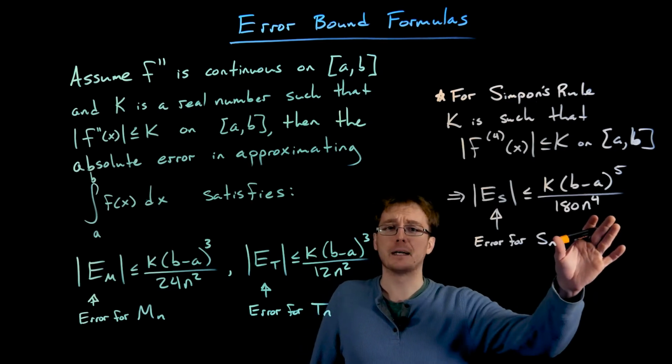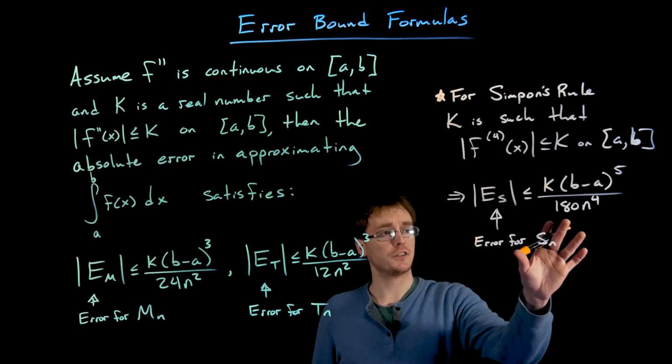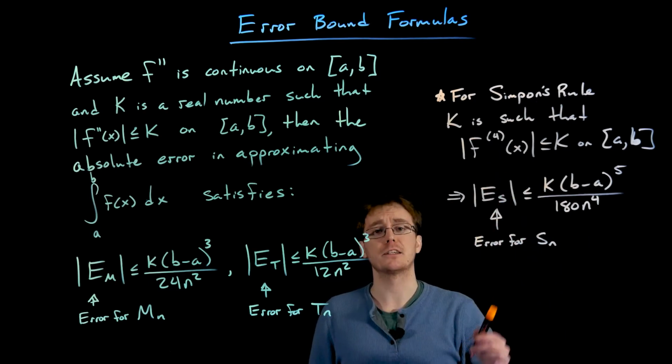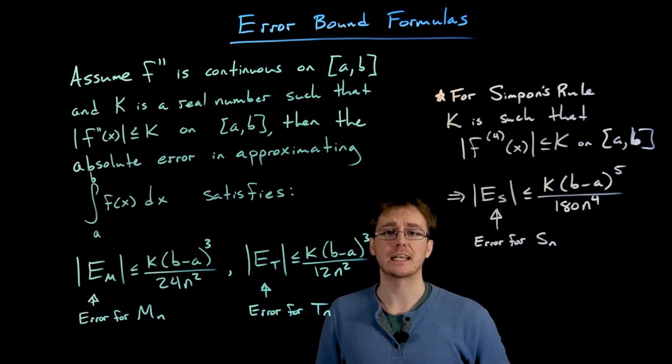We can't really make any comparisons between our Simpson's error bound formula and our other ones because k is playing a very different role. Remember, k is related to the fourth derivative here, while back to the second derivative here.